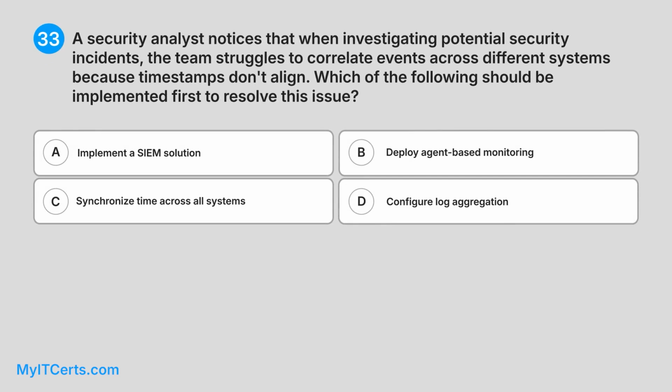33. A security analyst notices that when investigating potential security incidents, the team struggles to correlate events across different systems because timestamps don't align. Which of the following should be implemented first to resolve this issue? A. Implement a SIEM solution. B. Deploy agent-based monitoring. C. Synchronize time across all systems. D. Configure log aggregation.